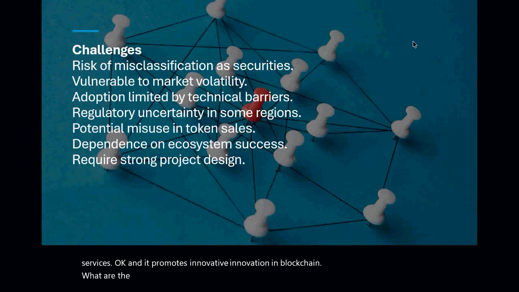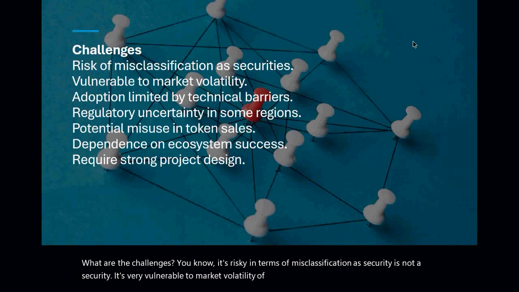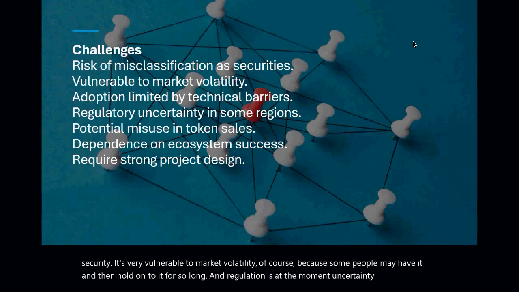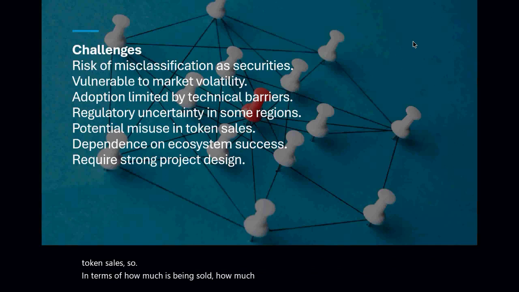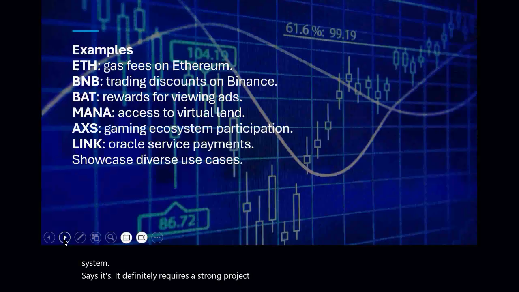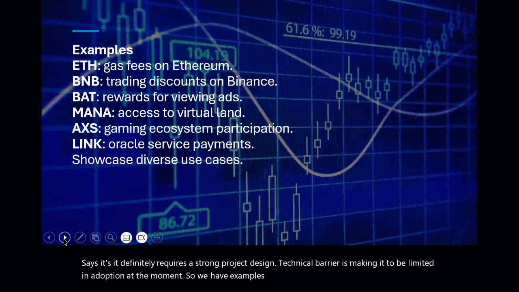What are the challenges? It's risky in terms of misclassification, as a security or not a security. It's very vulnerable to market volatility, of course, because some people may have it and hold on to it for so long. Regulation is at the moment uncertain in some regions, and there could be potential misuse in terms of token sales, in terms of how much is being sold and how much is available. Dependence on the ecosystem's success also matters. It definitely requires a strong project design. Technical barriers are limiting adoption at the moment. Examples include Ethereum, BNB, BAT, Mana.